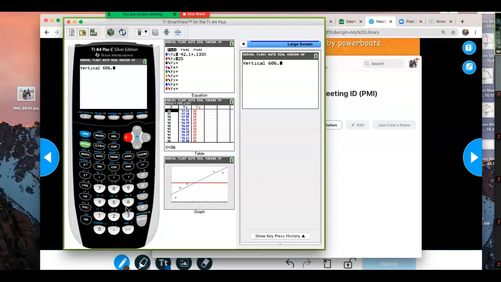That's not 506. Number 4 is vertical. 506.4. Press enter and it'll draw on the graph. So there's the vertical line.